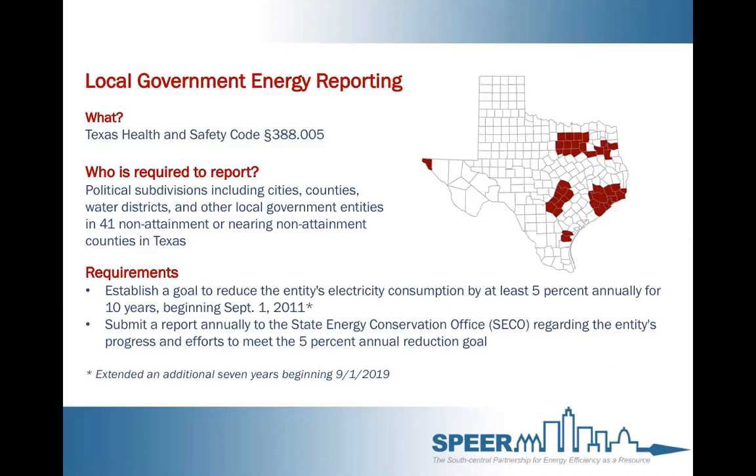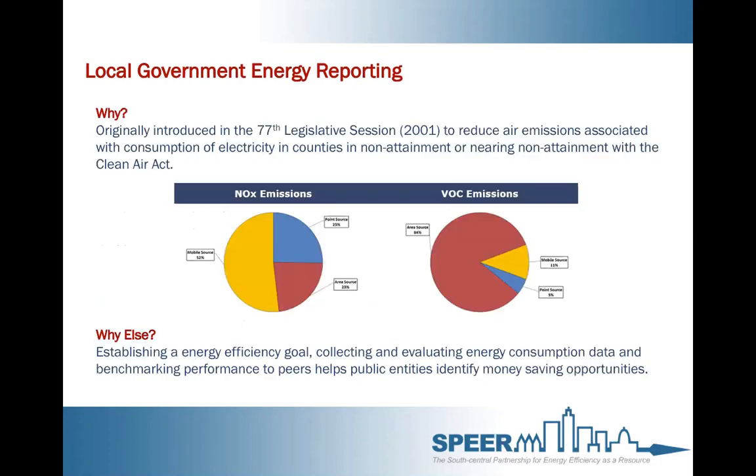Local government energy reporting requirements are established by the Texas Health and Safety Code, Section 388.005. They apply to political subdivisions, including cities, counties, water districts, and other local government entities in 41 non-attainment or nearing non-attainment counties in Texas. The requirement of the code is for these public entities to establish a goal to reduce electricity consumption by at least 5% annually and submit a report to the State Energy Conservation Office updating on progress towards achieving that annual reduction goal.